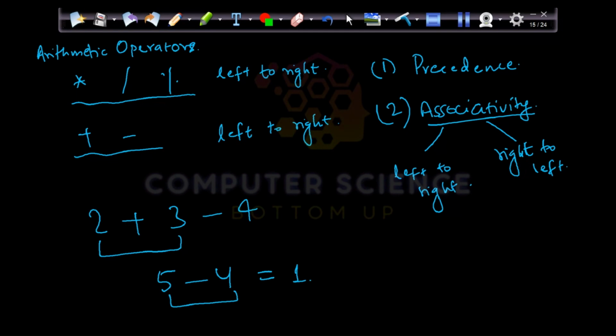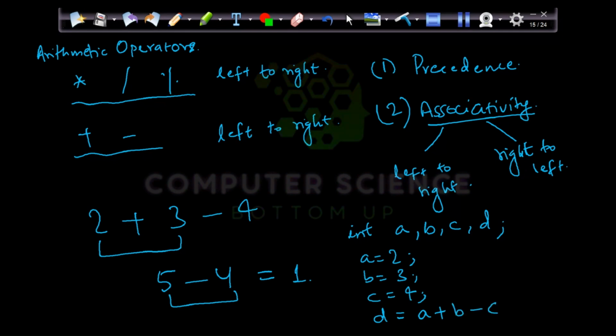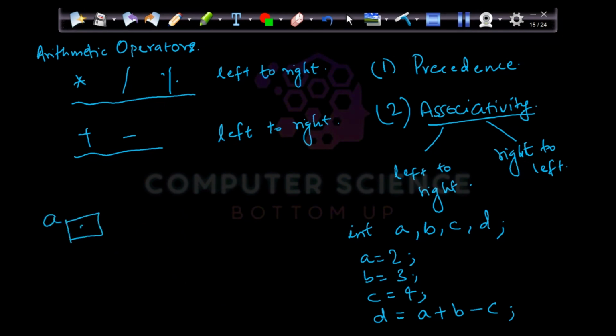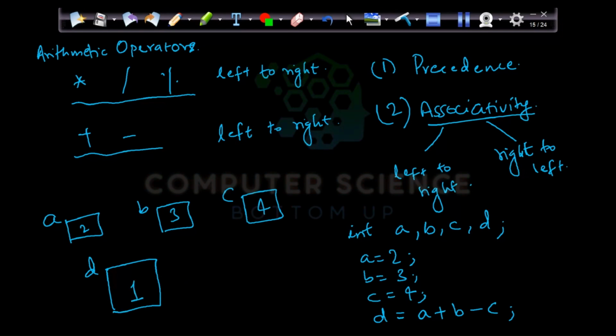Okay. So in C programming, let's say you have statements like int A, B, C and D, and you have A is equal to 2, B is equal to 3, C is equal to 4, and D is equal to A plus B minus C. Then what are the values at these variables? At A you will have 2, at B you will have 3, at C you will have 4, and at D you will have what? 1, because this expression will evaluate into the value of 1, and that is what is going to be stored in the variable D. Okay.